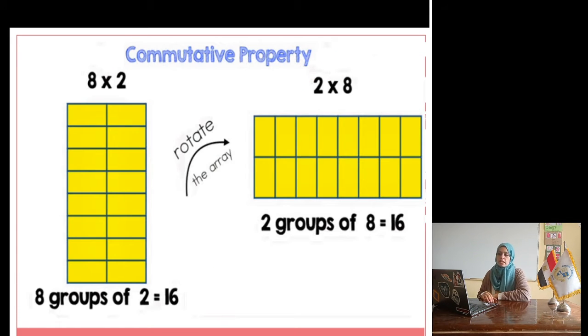Let's see the second example. You have a standing rectangle and a sleeping rectangle. In the first one, it's 8 rows times 2 columns. 8 groups of 2 equals 16. In the second one, if you tilted the shape, it will be 2 rows with 8 columns. 2 groups of 8 will still be 16. That's why we said that if you exchange the numbers of the multiplication, it will still give you the same answer. 8 times 2 will be the same as 2 times 8, it will be 16.